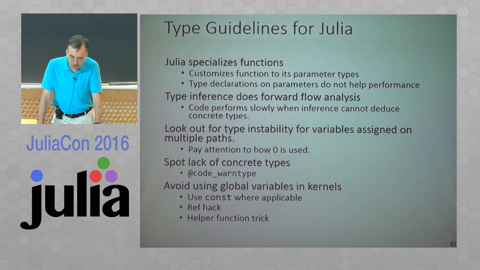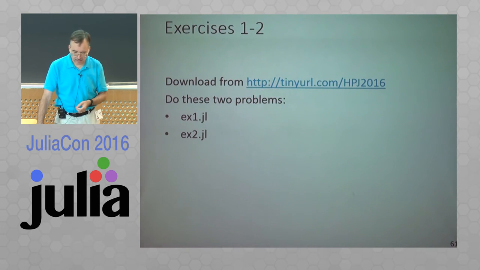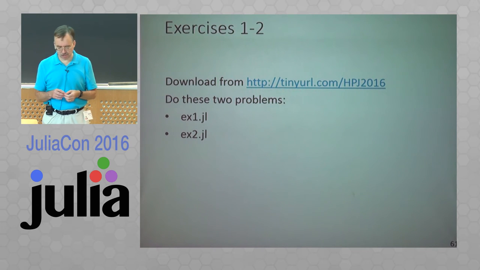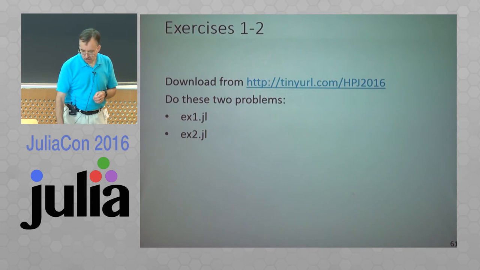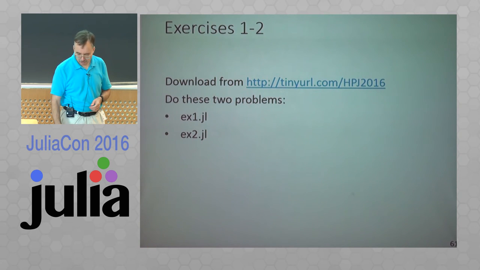And code warn type will point out the lack of concrete types. It'll color them red on a color display, and I think it's all caps on monochrome. And avoid using global variables in kernels unless they're const. Otherwise you use the Ref hack, or the helper function.